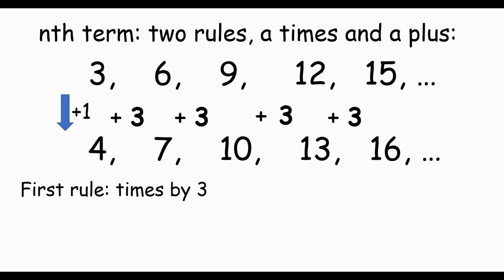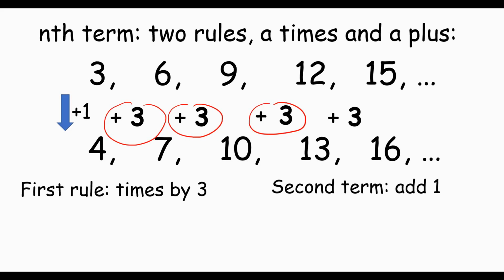So the first rule is to times by 3, because we're adding 3 every time. So we have lots of 3. And the second rule is to then add 1. So the nth term rule is 3n plus 1.